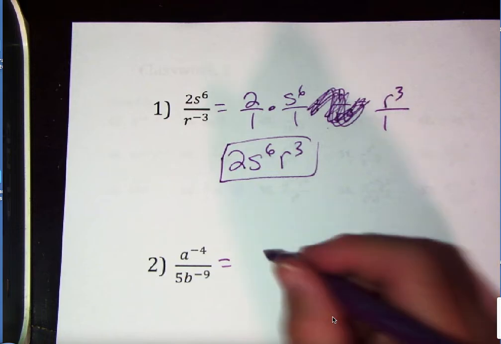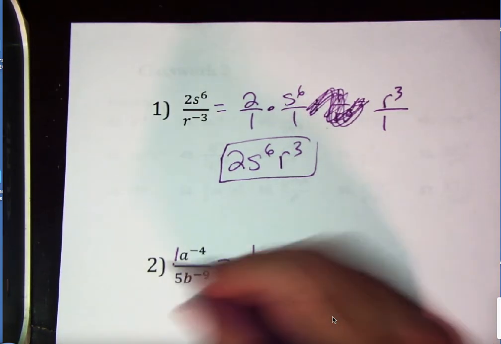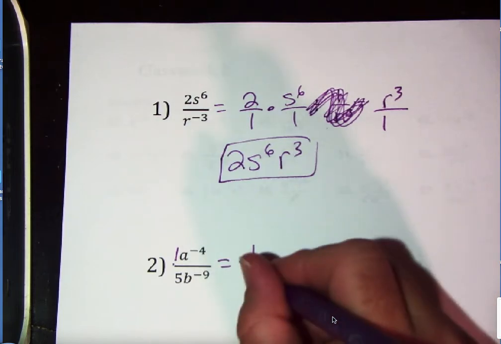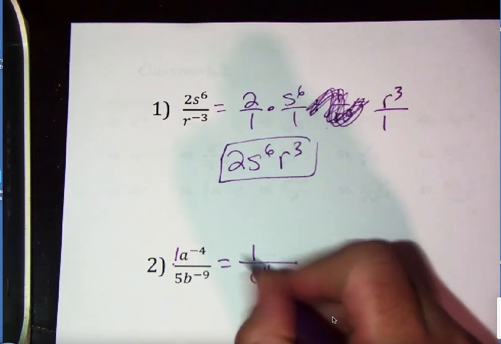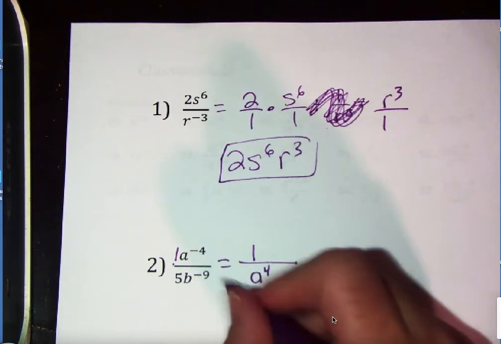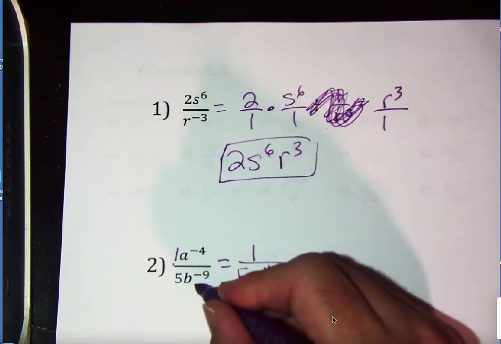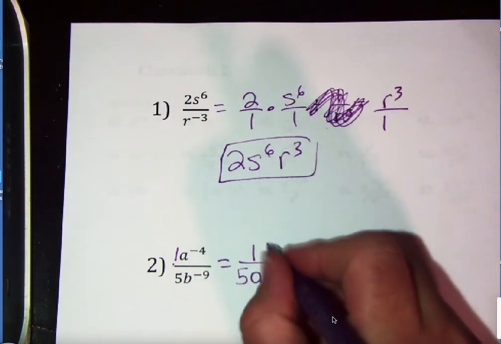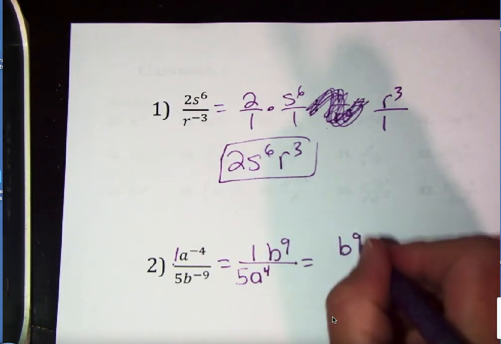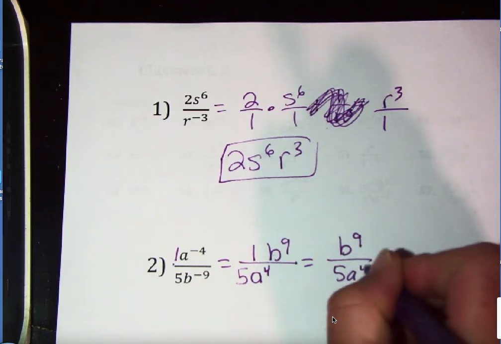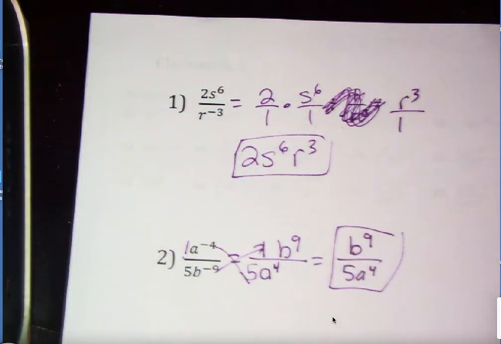Okay, and it becomes even easier. We're going to need a fraction. A, which is 1 in the front. a to the negative 4, it's not cool. We need to shift it to the denominator. It's a to the 4th. The 5 has a positive exponent, so we're good. b to the negative 9th, not cool in the denominator. We're going to shift it up to the numerator as b to the 9th. Positive, so we get b to the 9th over 5a to the 4th. It becomes a shifting of up and down.